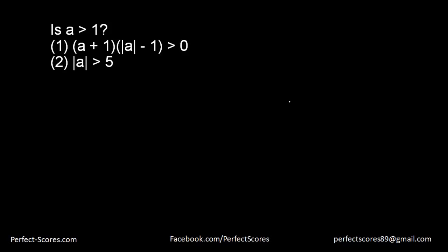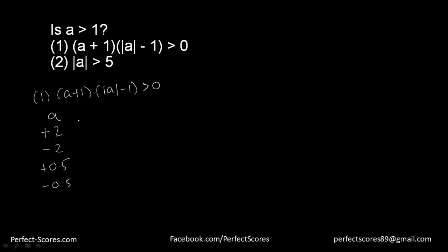So let's go ahead and do this question also. Now the question is asking, is A greater than 1? Now the first statement says that A plus 1 into modulus of A minus 1 is greater than 0. So let's actually get all the different variations of A. Now this becomes very easy. A can be plus 2, A can be minus 2, A can be plus 0.5, and A can be minus 0.5, right? So what would be A plus 1? So A plus 1 would be 3, minus 1, 1.5, and 1, right? So that is the case. And what would be modulus of A minus 1?